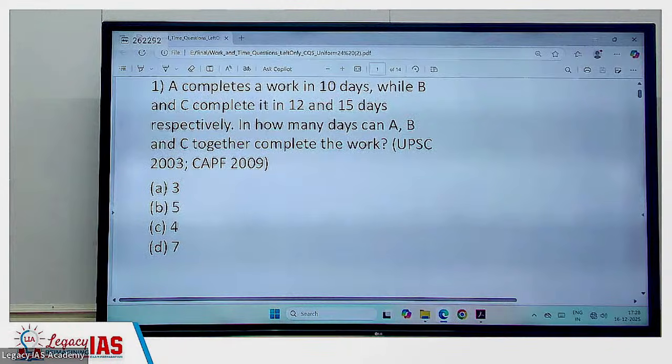A completes the work in 10 days, while B and C complete in 12 and 15 days. In how many days can they together do it? Same thing, 10, 12, 15. Take LCM, find the total work, then the efficiencies of all three of them. Divide the total work by total efficiency. Answer.